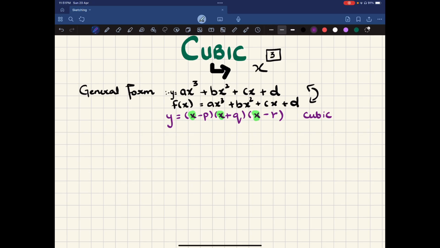Another way to write a cubic function is y is equal to (x minus p)(ax squared plus bx plus c). And the third way to write a cubic function is this. All of them will yield cubic functions. The graphs will be pretty similar when you're going to sketch them.